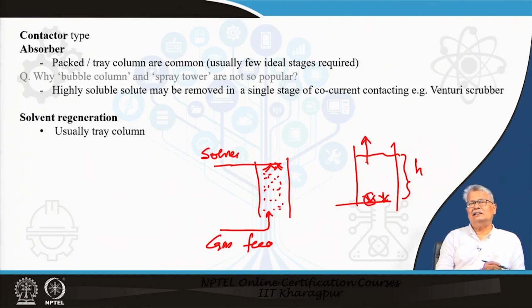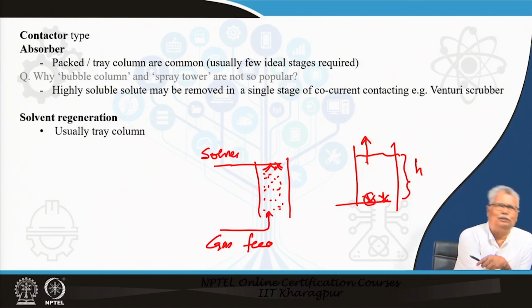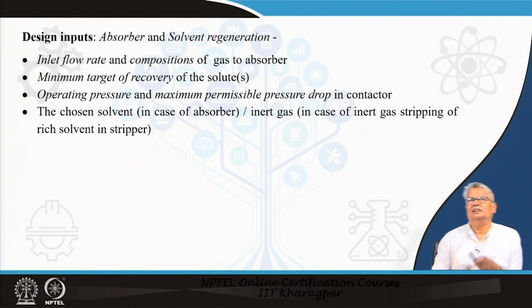We will look at the details of how to choose the mass transfer equipment based on the resistance of the mass transfer side, that means whether the gas side resistance controls or the liquid phase resistance controls, later on when we go for the further details about choosing among different equipment and hardware. Solvent regeneration is normally done with tray columns. If you look at the design inputs, the flow rates, the minimum target of recovery, the pressure and the chosen solvent are the design inputs.